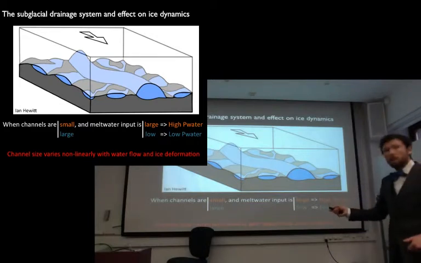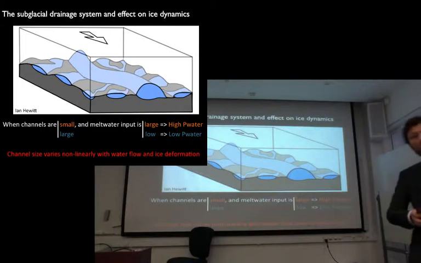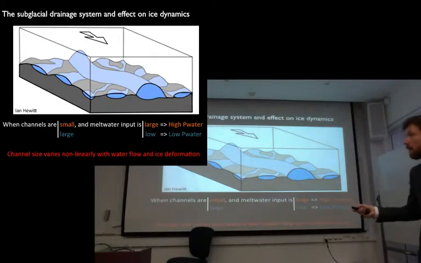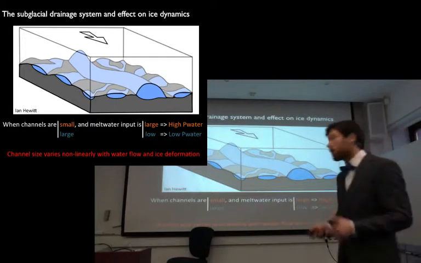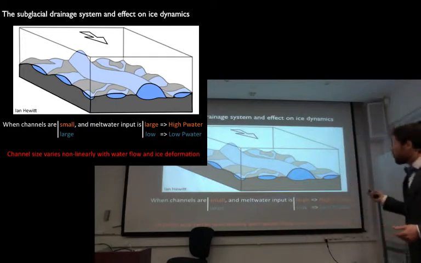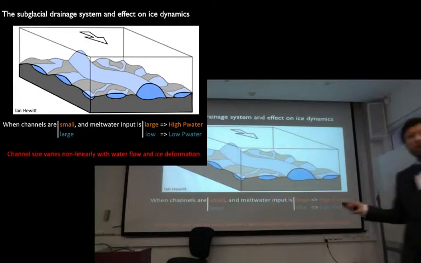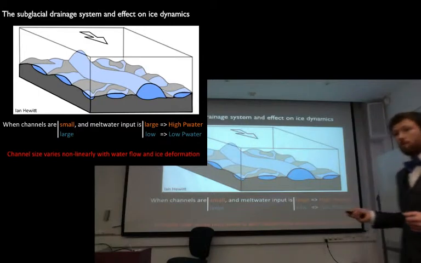But the water has difficulties making its own way. So it goes from cavities, usually they are behind small bumps here. And sometimes these cavities interact with the channel system. And the channel system is a very localized thing. What's important to know is the water pressure in these systems is quite different.